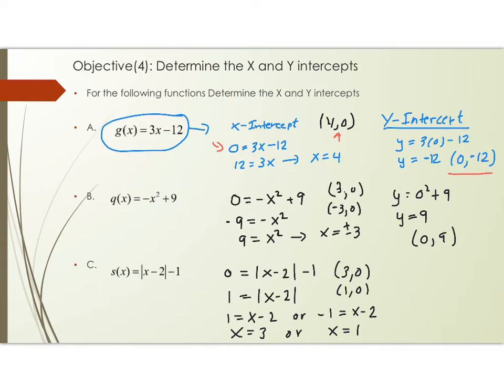And then, of course, we have our y-intercept. So our y-intercept is going to be y is equal to the absolute value of 0 minus 2, minus 1. Y is equal to 2 minus 1. Y is equal to 1. So 0, 1 is our y-intercept.